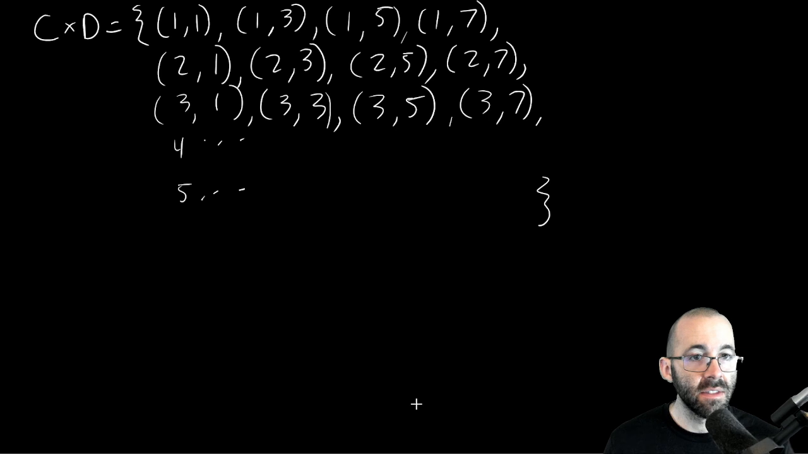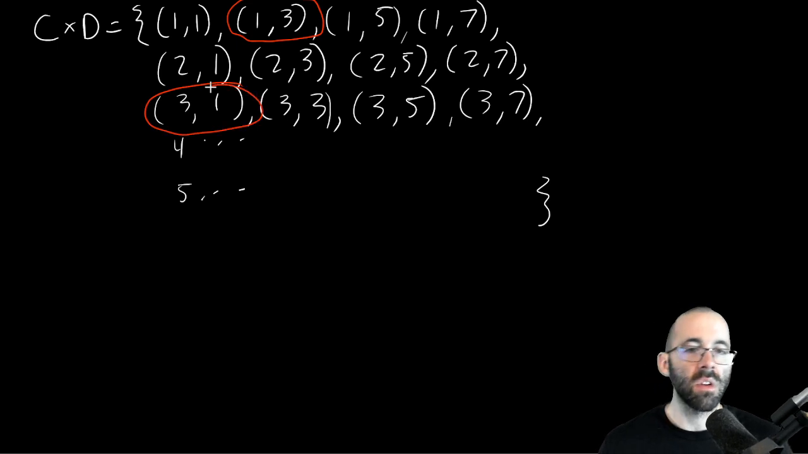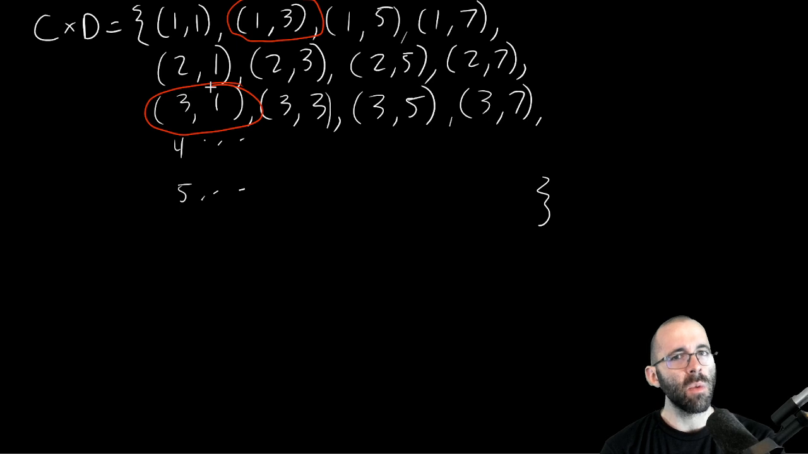So question. If we did a Cartesian product, and I didn't actually check whether this is the case here, it is the case. Remember that sets don't have an order. And sets do not have duplicates. So is it correct that I wrote down 1, 3, and 3, 1? Is that correct? Or is that an error? Should I get rid of one of them? Does it matter? What do you think?